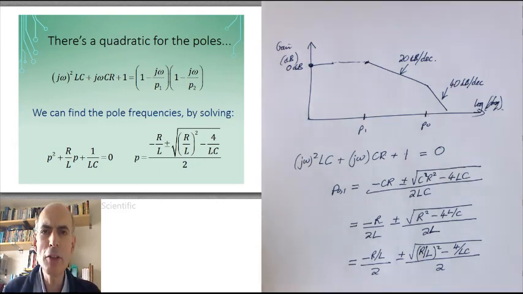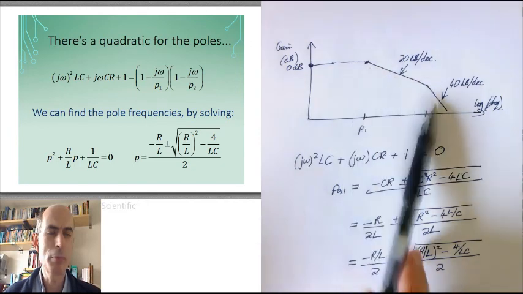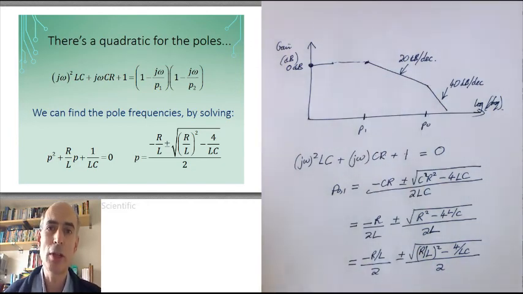Except that having to solve quadratic equations is a bit tiresome and awkward. And it would be nice to be able to produce the Bode approximation or something similar to it without having to solve a quadratic equation. And it turns out that there is a useful and simple technique for doing that, and we'll discuss that in the next video.